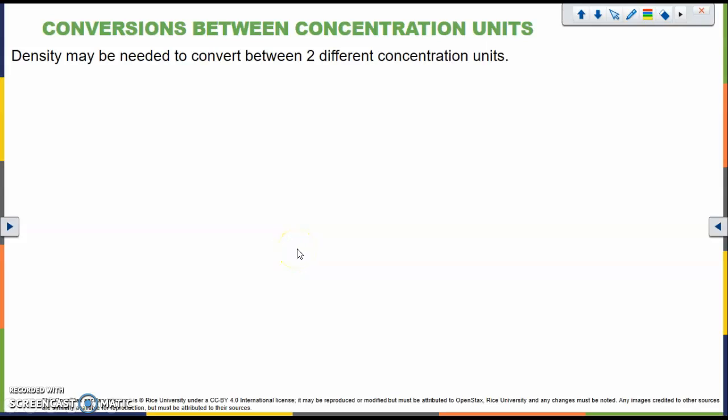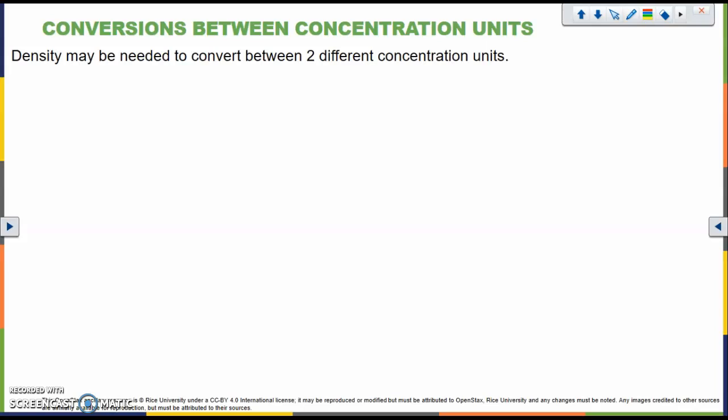Hello everyone. Before you even tackle this video, you need to make sure that you have watched the percent concentrations lecture video and the molarity and osmolarity lecture video. Otherwise, this is going to be a bunch of gibberish for you.